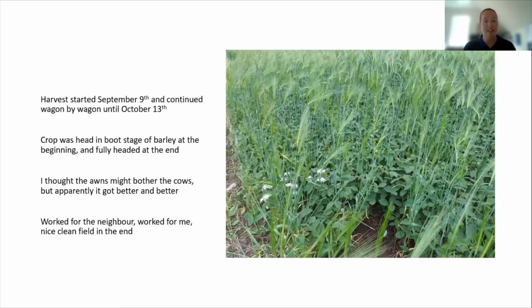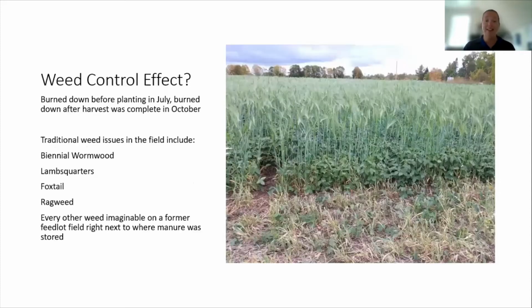So he started harvesting just after the local fair that we have here, September 9th, and he continued to haul it away day by day on those wagons and feed it green to his herd right through Thanksgiving. It was just an incredible amount of stuff that grew. It started at about head and boot stage on the barley, and the soybeans were flowering. By the end, the heads had definitely emerged, getting almost to the milk stage of barley. I thought the awns might be a problem, but he said it worked wonderfully well. They just gobbled it up and it was gone. It left the field really nice and clean.